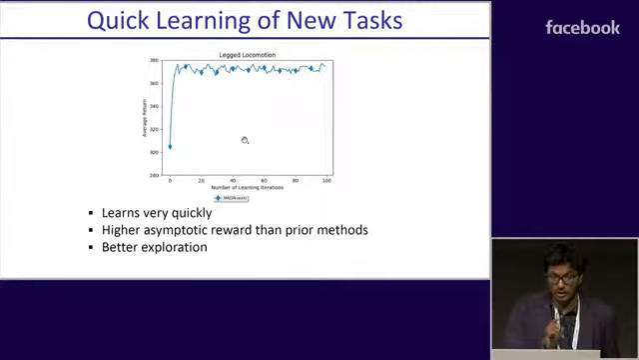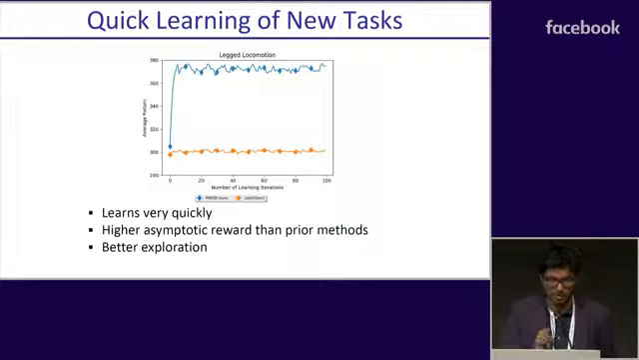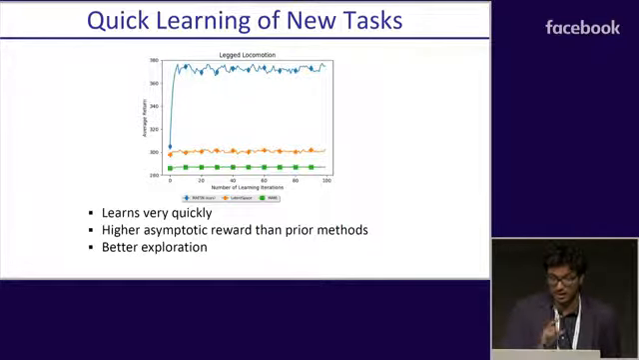We also see that we're able to adapt very quickly to new tasks and achieve higher asymptotic performance than methods that use structured exploration without fast adaptation, methods that use prior meta-learning algorithms, and methods that simply learn from scratch.